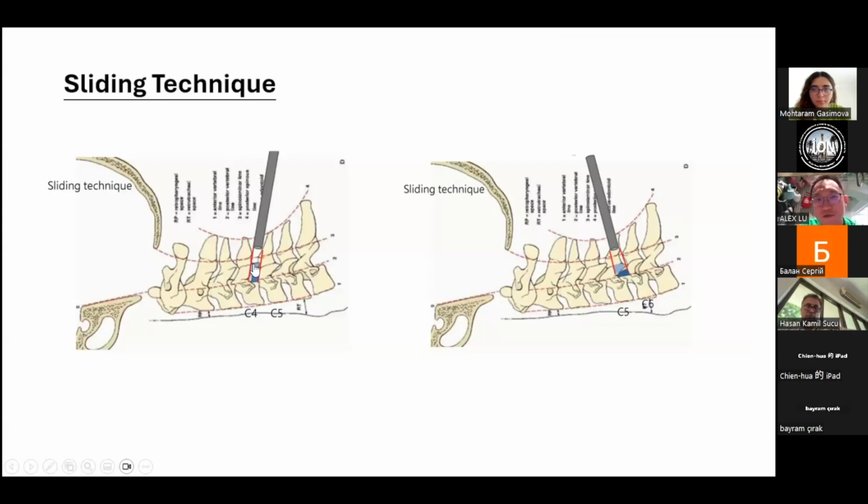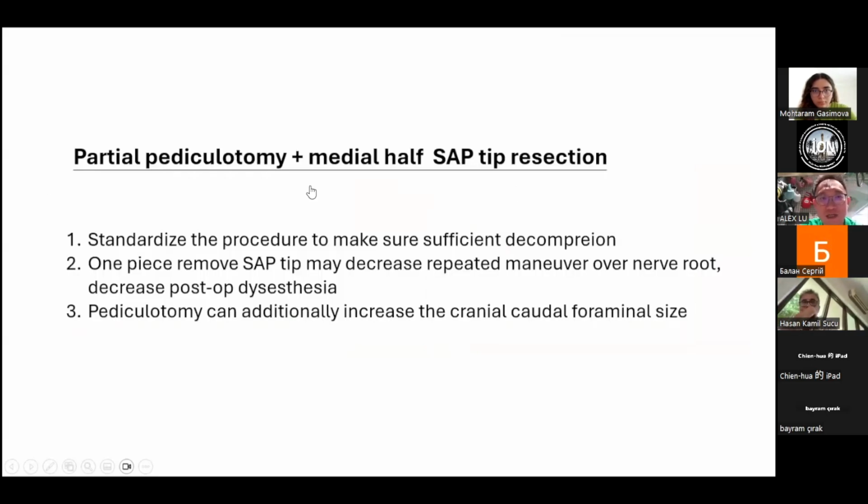You do C4-5 with one incision. You just slide, because the cervical lateral mass is only 1 centimeter in diameter. So you just slide a little bit. You can go to the lower level. You remove it with one incision. Two levels, easy. So from here, I provide my first concept.